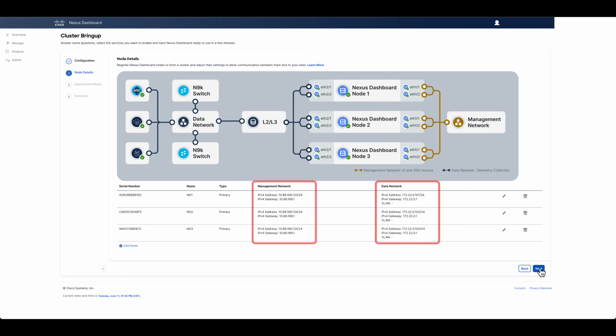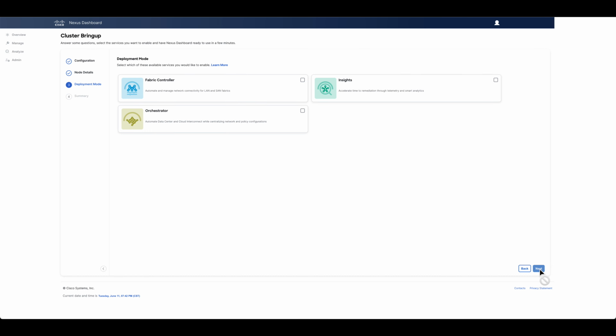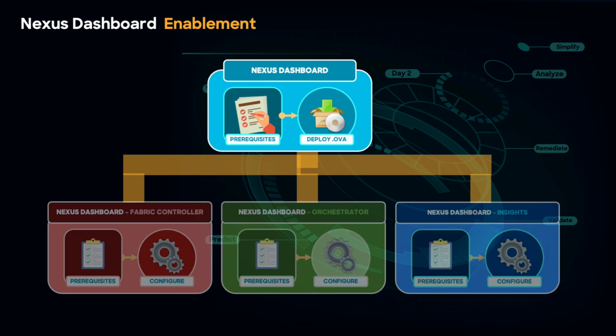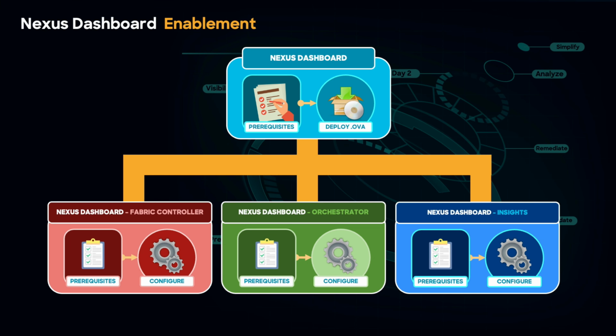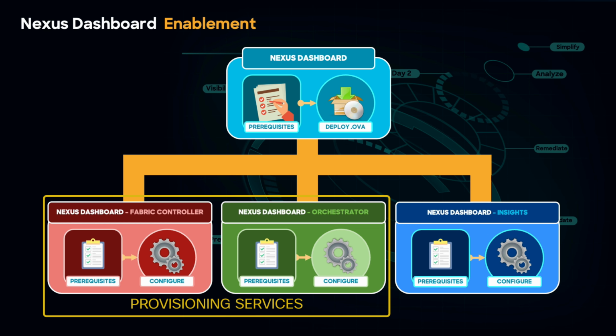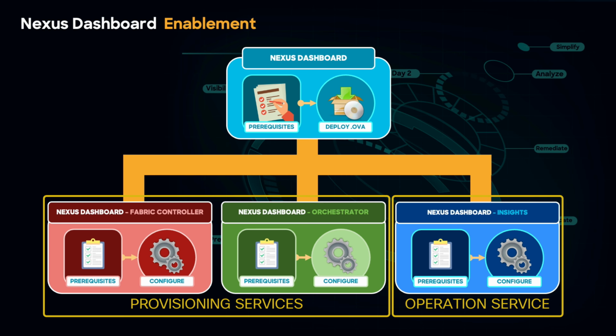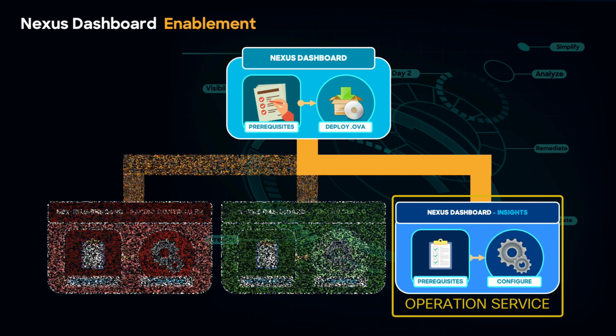However, now we must indicate the service or services that we are going to execute in this cluster. Remember, this is one of the advantages provided from version 3.0 of Nexus Dashboard. So let's talk a little about the services first. Nexus Dashboard allows us to enable provisioning services such as Fabric Controller and Orchestrator, or operation services such as Insights. In this case, I'm going to enable Insights.